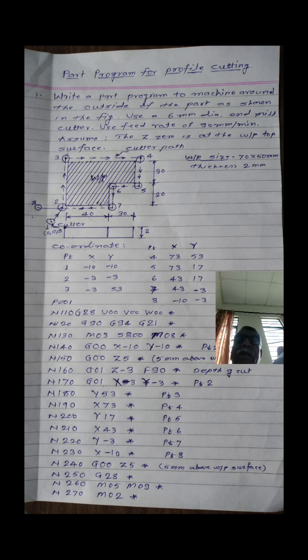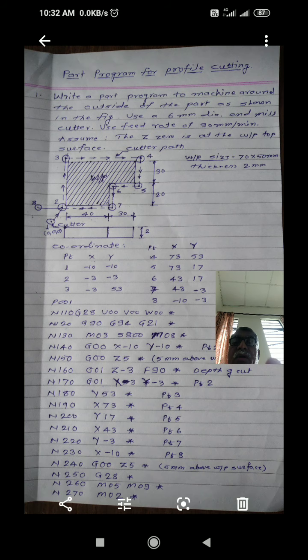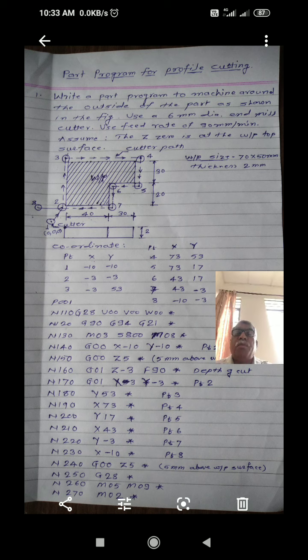What you have to do here, while finding the coordinates, you have to consider the radius of the cutter instead of only the dimension of the workpiece. You have to add the cutter radius to the actual dimensions of the workpiece. That is the difference between the lathe operation or drilling operation. Is it okay? Thank you.